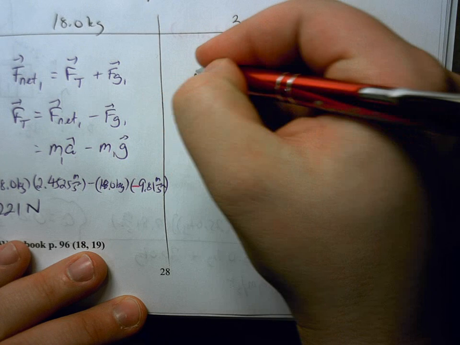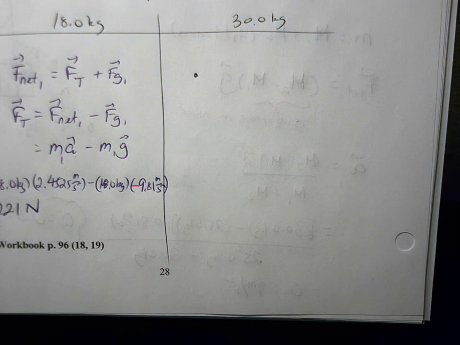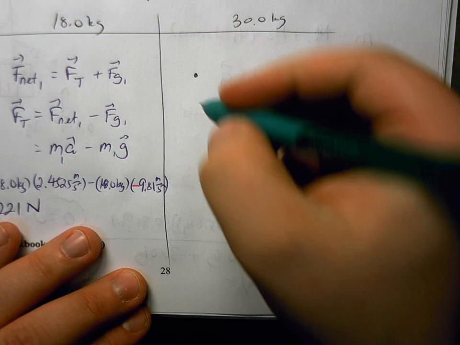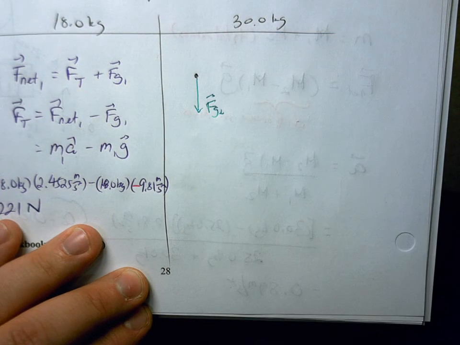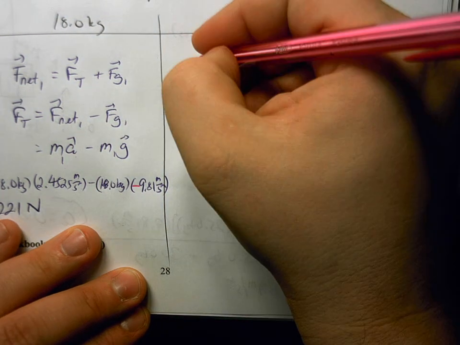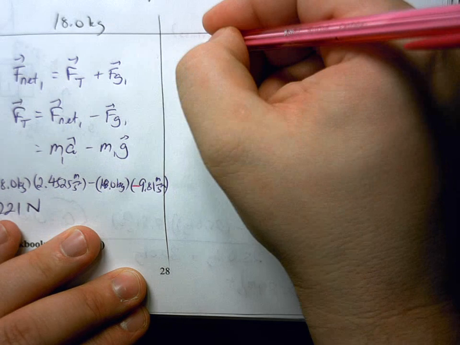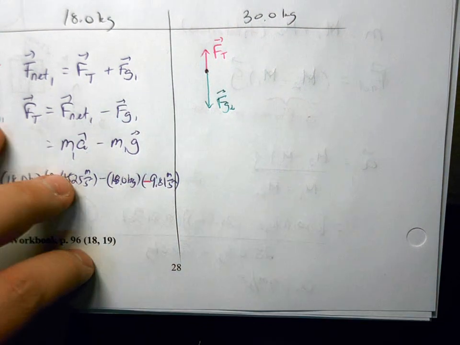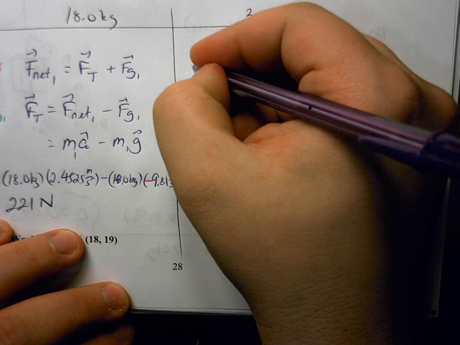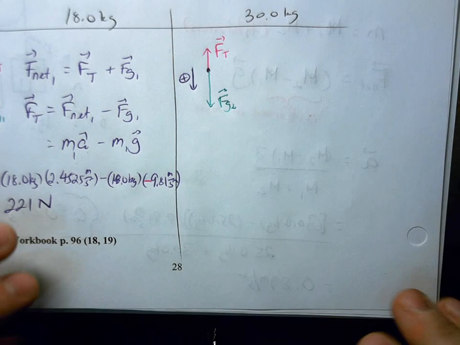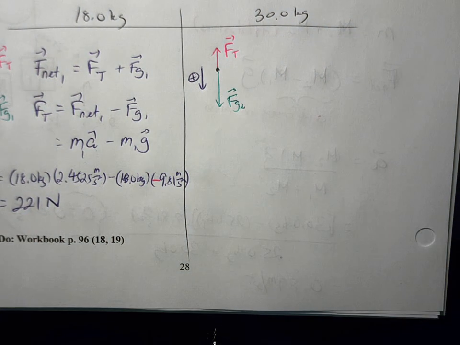The 30 kilogram block is accelerating down because it's heavier, so the force of gravity acting on it is going to be much greater than that force of tension trying to act against it. Now for this block, since the net force is going down, I'm going to call down positive. And that's okay that it's different from the 18 kilogram block. We're looking at these two individually, isolated from one another.